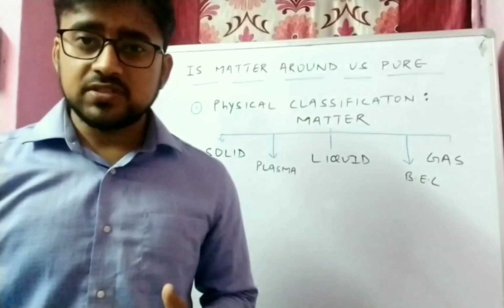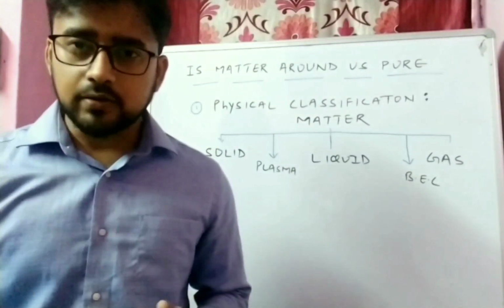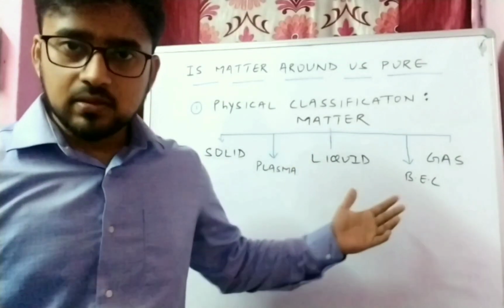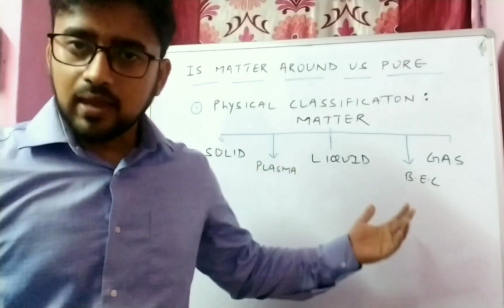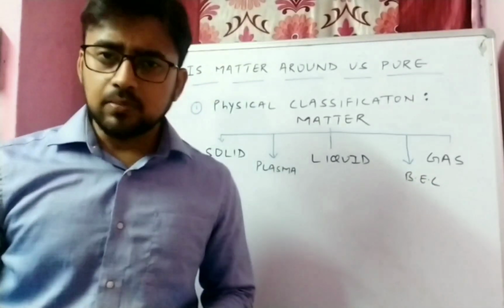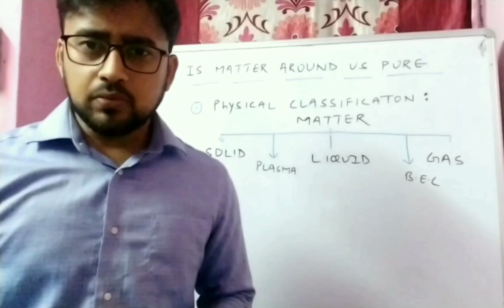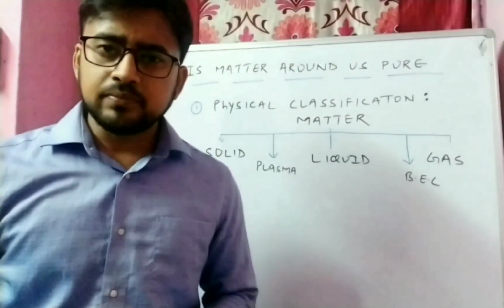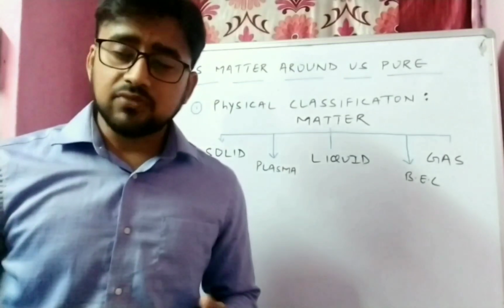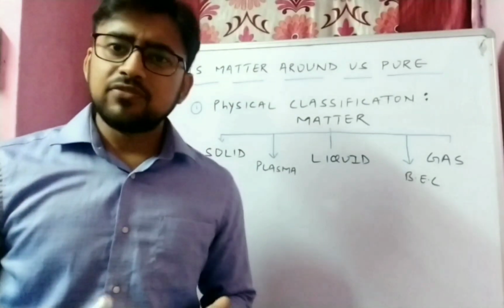In the first chapter, which was Matter in Our Surroundings, we have already studied the physical classification of matter. As you can see here, matter physically can be classified into these 5 types: solid, liquid, gas, plasma and BEC. In the first chapter we have already studied the characteristics of these states of matter, also interconversion of different states of matter, latent heat, evaporation, factors affecting evaporation and some other topics that we have covered.